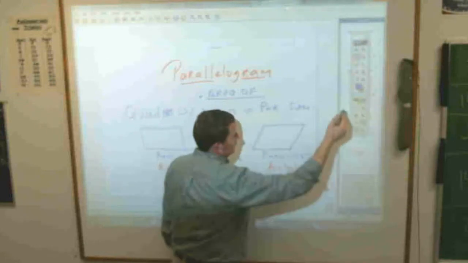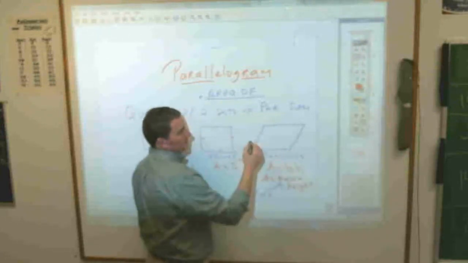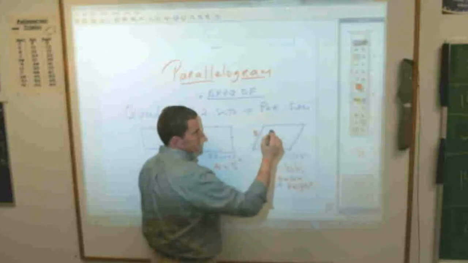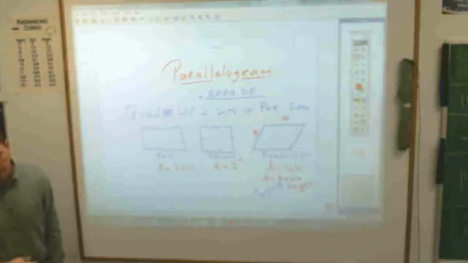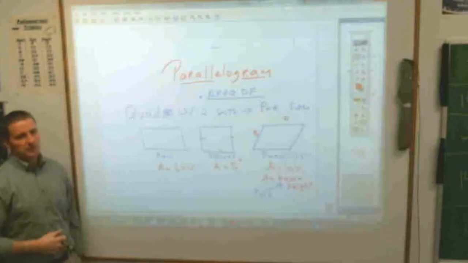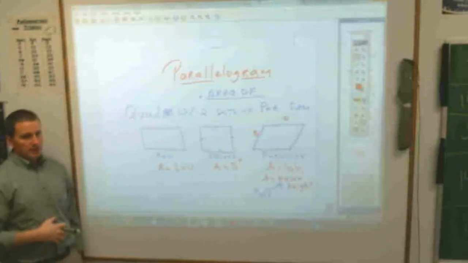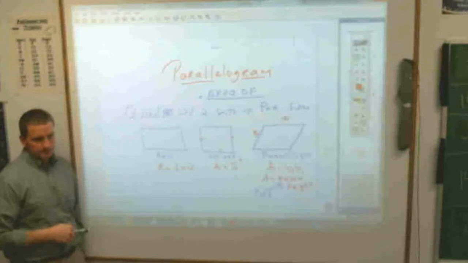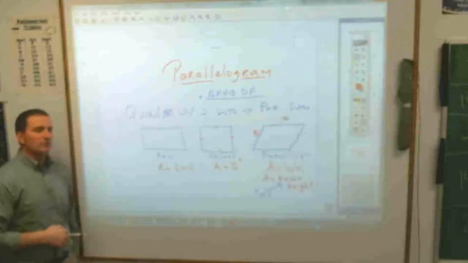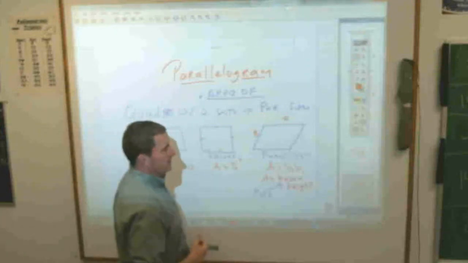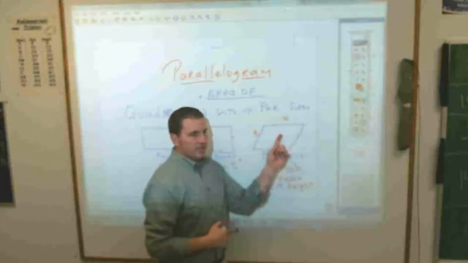So if I were to give you these dimensions for this parallelogram, let's say this side is 8 and this side is 10, what is the area of that parallelogram? Doesn't get any easier than that. Shellhammer says, we don't know because there are no perpendicular lines here.